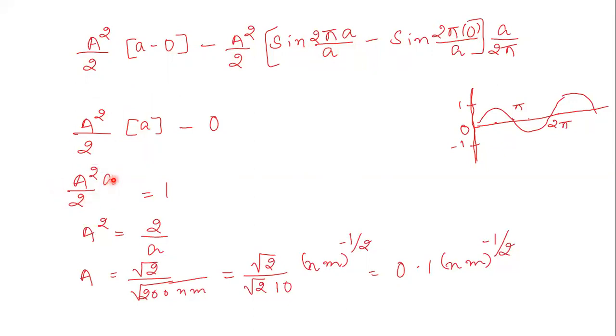This value of the integral is made equal to 1. From this expression, you can find that capital A square is equal to 2 by a. This small a is the length of the box, which is given as 200 nanometer. Then the value of capital A is equal to the square root of this, written individually as root 2 by root a. Root a is 200 nanometer. When simplified, you will get 0.1 nanometer power minus 1 by 2 as the answer for this question.